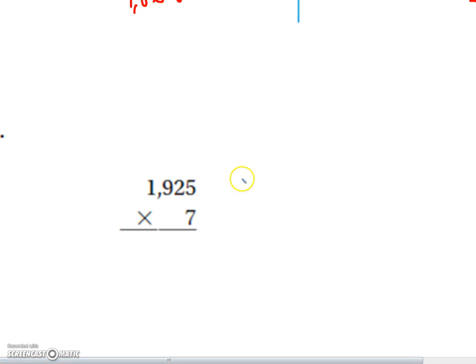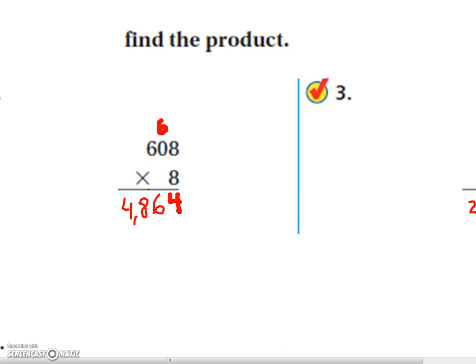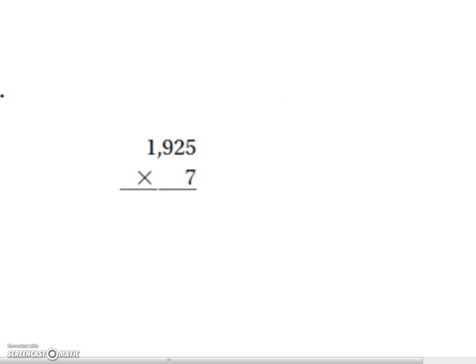And now we have a number over here that is 4 digits times 1. Now these were 3 digits times 1. Notice it's the same process as the last problem we did on the previous slide with just 2 digits on top. You just keep going. You just keep going until you're done. It's not more difficult. It just takes a little bit longer.